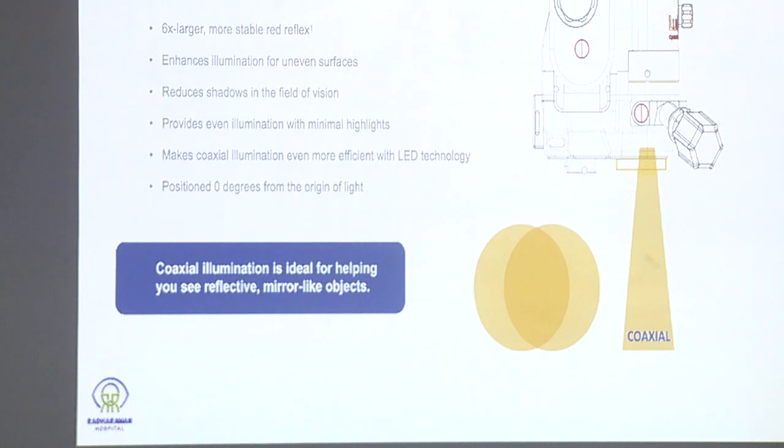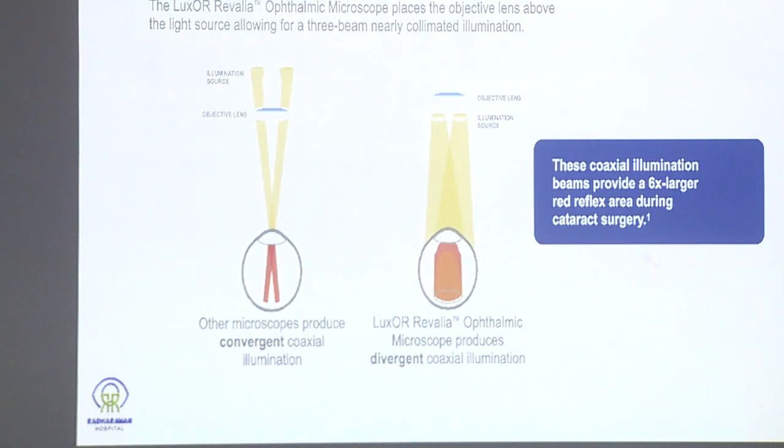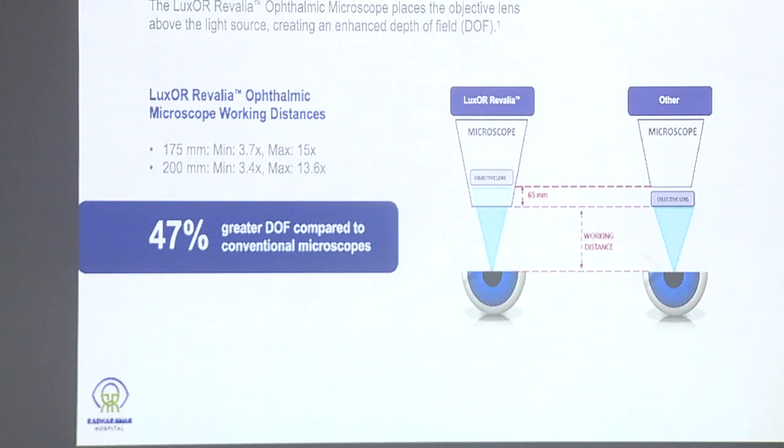So this is what coaxial illumination is. It is actually an intersection of two circles, but in terms of the difference that it bears from the other microscopes in the industry, they have a convergent system, this has a divergent system. So that is how it expands the area in which you appreciate the red glow. It does not stay pertaining to a particular area. Even if the eye moves or the microscope moves, the red glow still stays pretty bright.